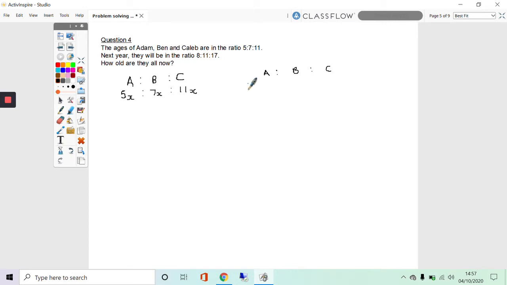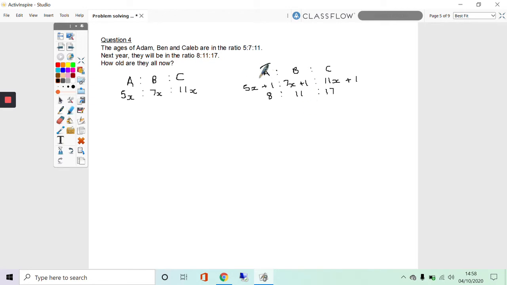So next year, Adam will be 5x plus 1 years old. Ben will be 7x plus 1 years old. And Caleb will be 11x plus 1 years old. And the question tells me that that will be the same as their ages being in the ratio 8:11:17.